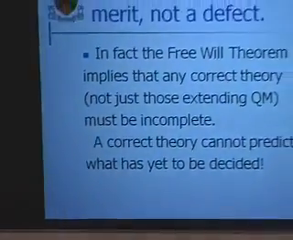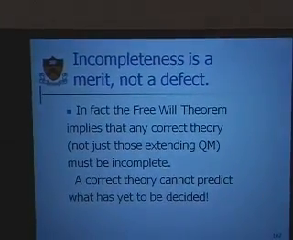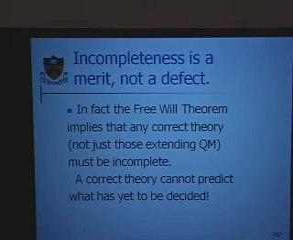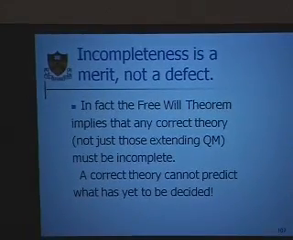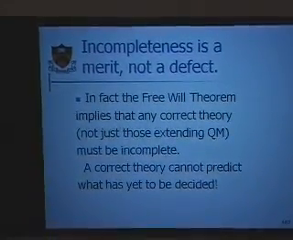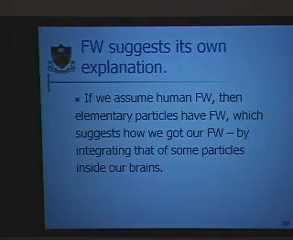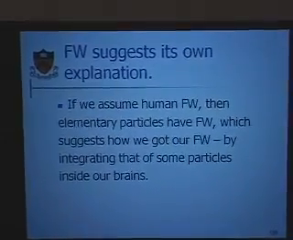But anyway, let me remark on what I've said before. The free will theorem implies not only that quantum mechanics, or theories extending quantum mechanics, are incomplete, but that no correct theory can possibly be complete because the particles haven't yet decided what they're going to do. So how on earth can you predict what they're going to do if you're right? So no correct theory. So this incompleteness is a merit, not a defect. This is an old slide of mine. Okay. Now let's see something else.